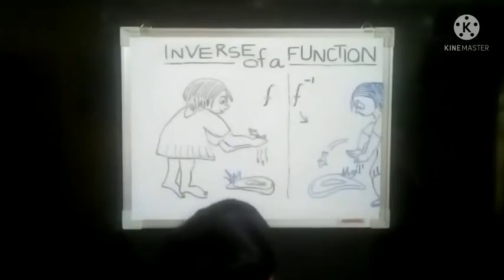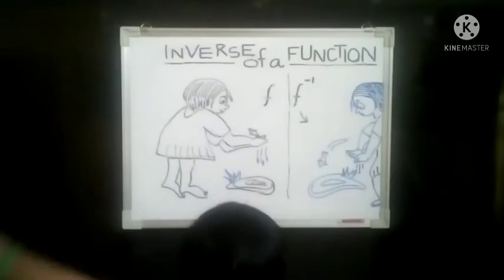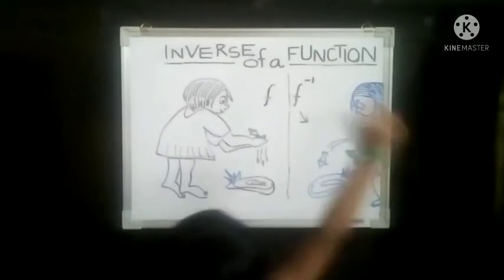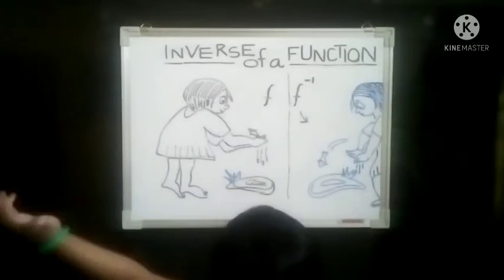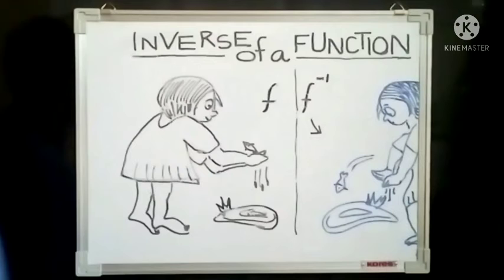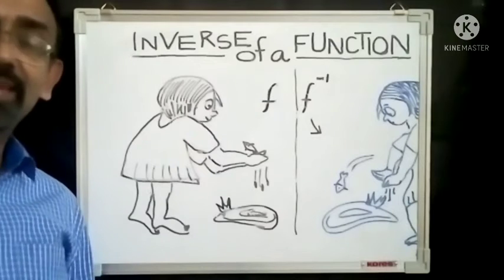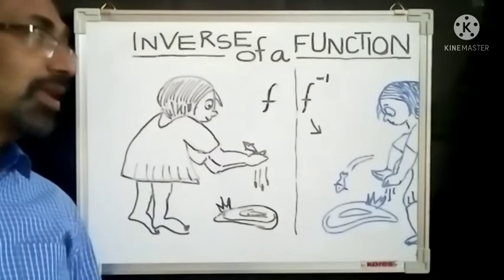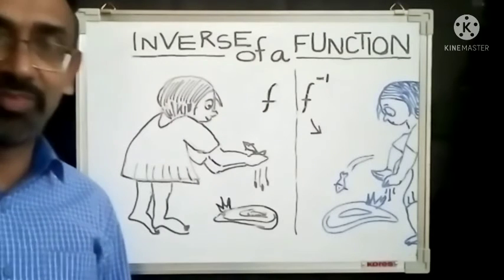1, 2, 3, 4, 5. 1, 2, 3, 4, 5, 6, 7, 8, 9, 10. Then I let him go again. Thus, inverse is a very simple concept that even a nursery student can feel.